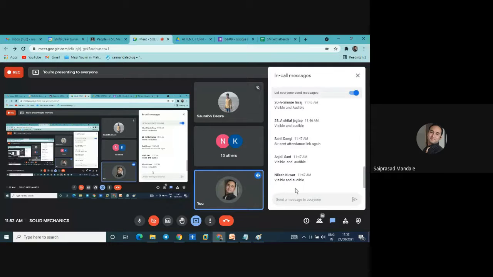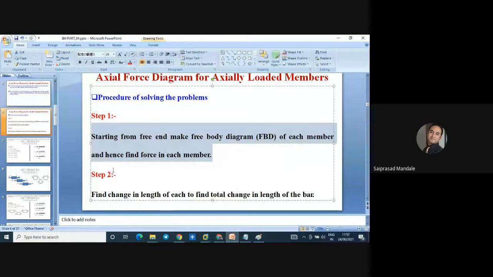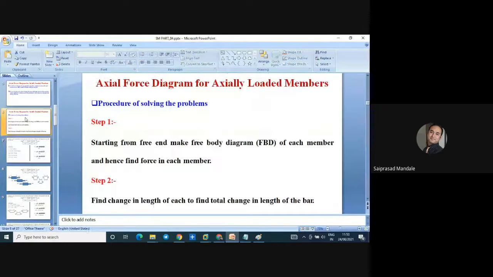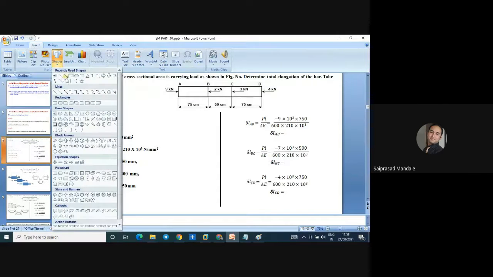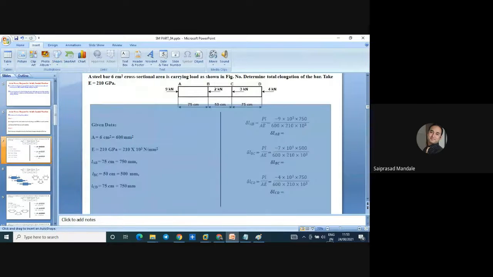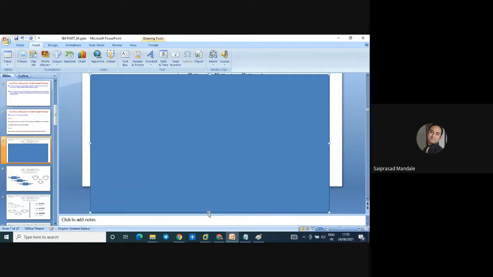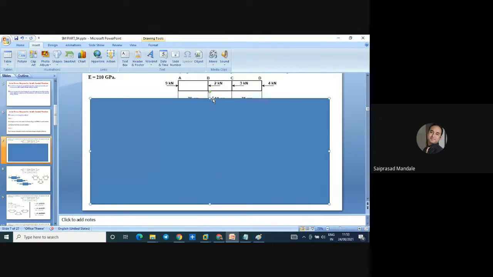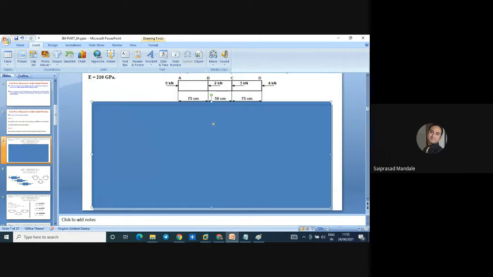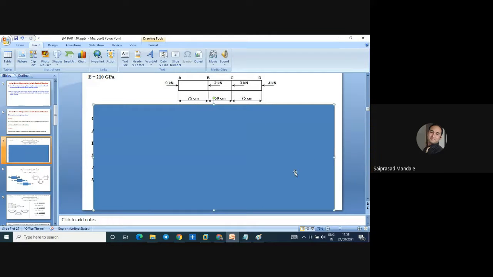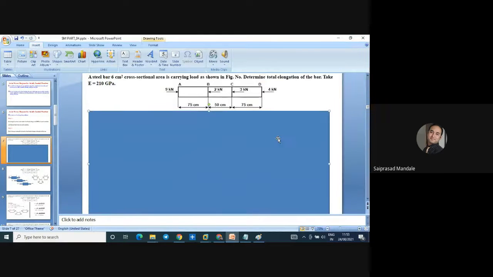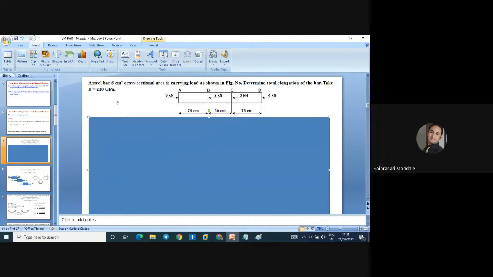These things will be very clear to you with the numerical, so I'm going to start with the numerical. Everybody, please go ahead and take down the numerical. Either you can take a screenshot, or if you have a notebook, you can draw this diagram. Try to understand the numerical.